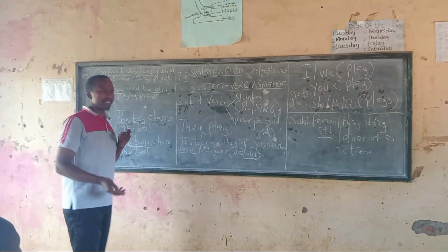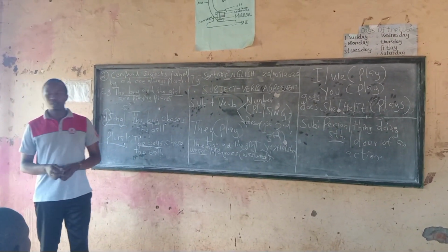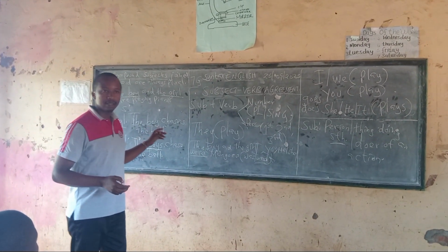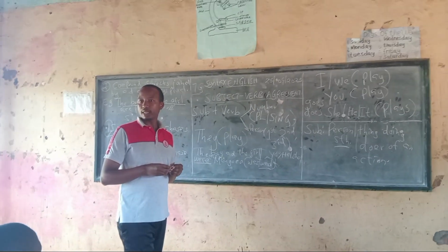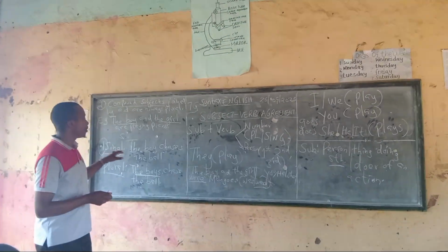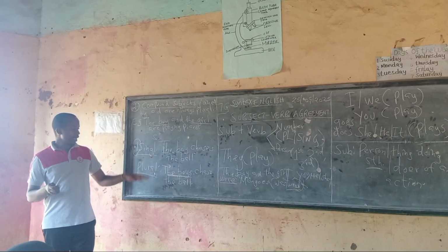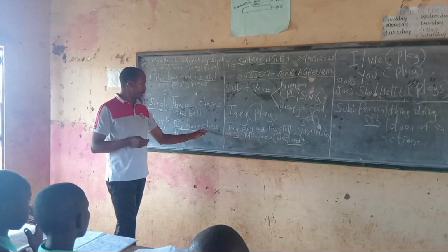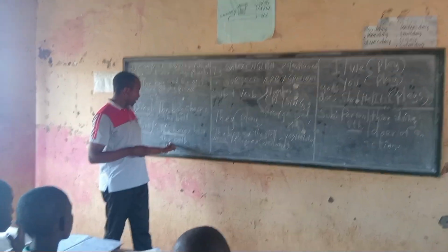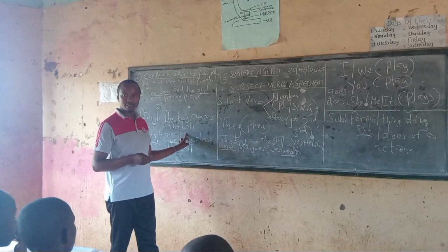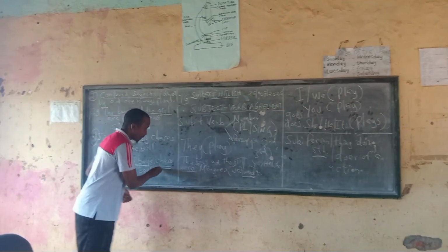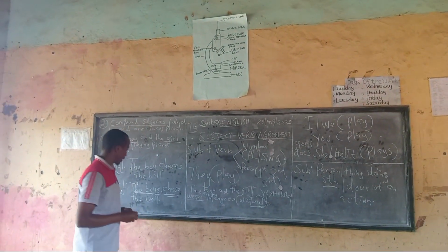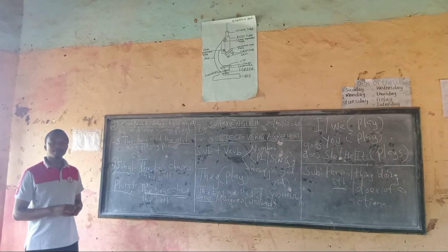So how do we know that this is a singular verb or a plural verb? We look at the subject. If the subject is plural, then the verb that is used there must also be plural. Like this sentence: the boys chase the ball. This is a plural subject, is it? Yes. So it means that even this verb is a plural verb. You cannot say the boys chases the ball.